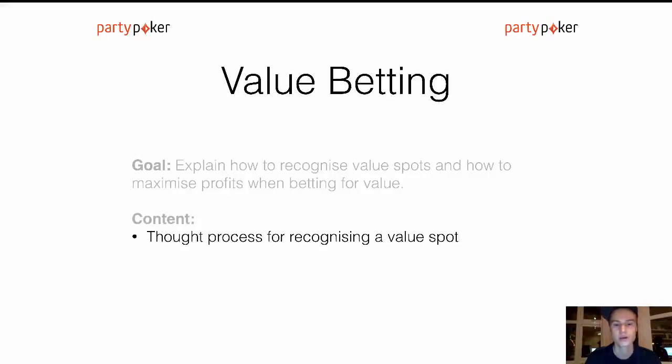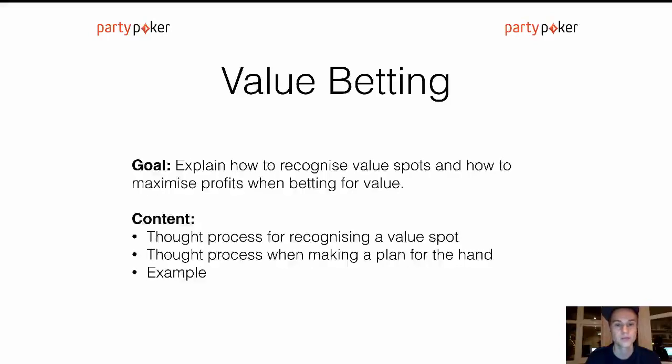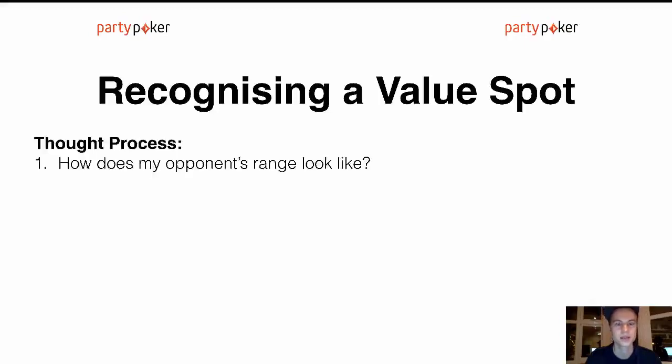So first we look at the thought process for recognizing a value spot, then for making a plan for your hand, and finally we'll look at an example where I bet a hand for value. So how do you recognize a value spot? The thought process should look something like this.